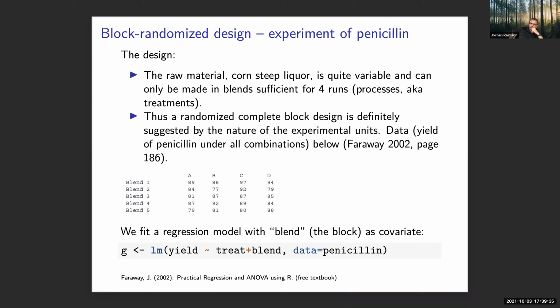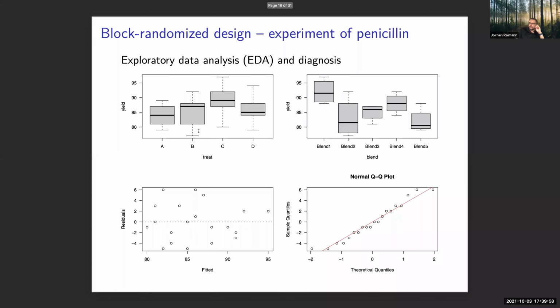So the data below was what Fisher found, and I'm posting in addition to that the Faraway paper, where you can read up on this data. So when we are fitting now a regression model that basically contains this block as a covariate, essentially will allow us to get a G. And this G essentially allows us to see the differences between the blends. So now we have here treatment and yield. We have A to D, and then we have blends that basically shows differences in the yield.